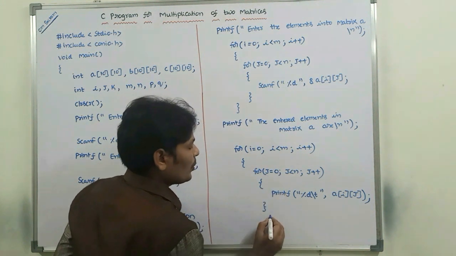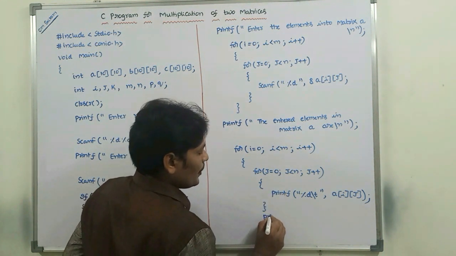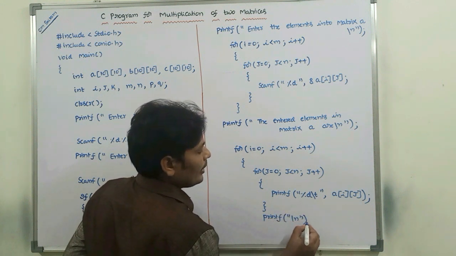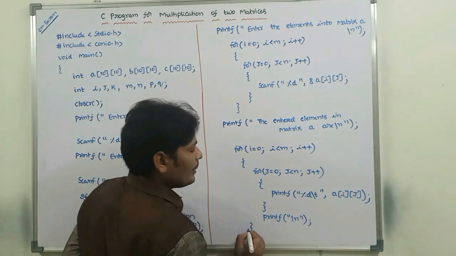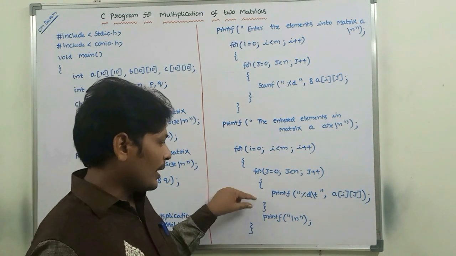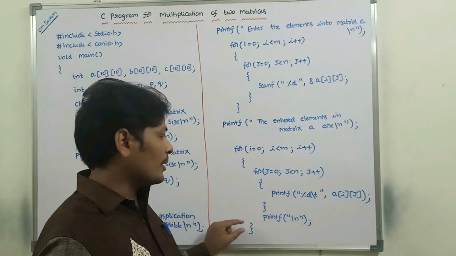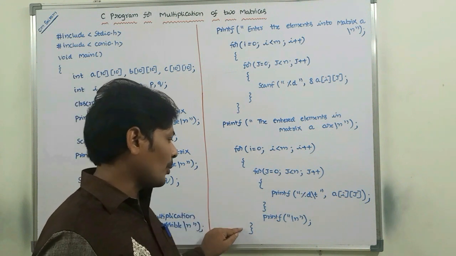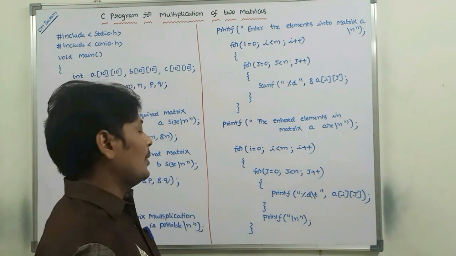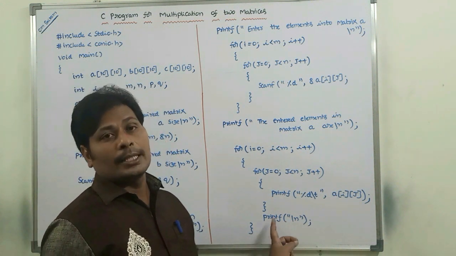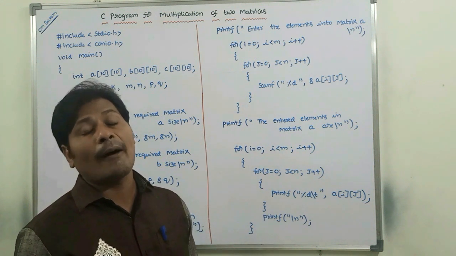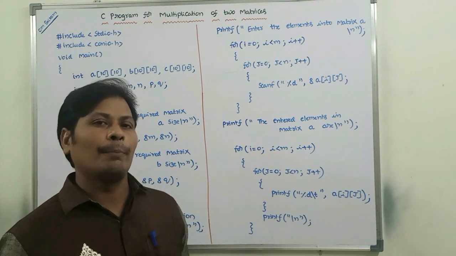After this for loop closes, we have to write printf("\n"). This is used for printing the elements in matrix A in matrix form. First for loop close, second for loop close, inner for loop close, outer for loop close. In between them, we have to write printf \n. Because of writing this statement, whatever elements we enter from the keyboard are printed in a matrix form.